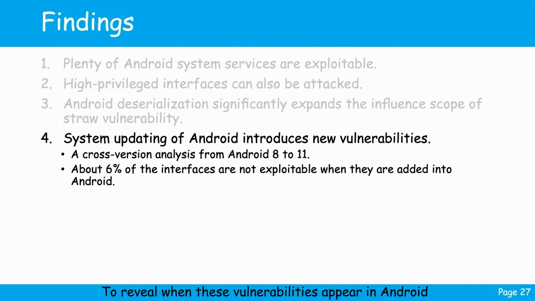To review when these vulnerabilities appear in Android, we further conduct a cross-version analysis from Android 8 to 11. It shows that about 6% of the interfaces are not exploitable when they are added into the Android system, which indicates that these vulnerabilities are introduced by functional updates.